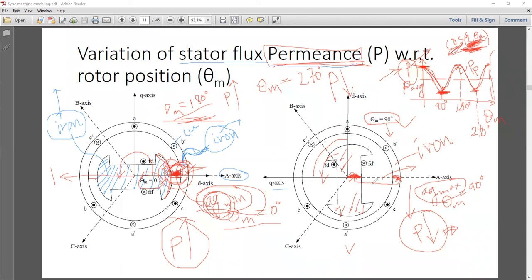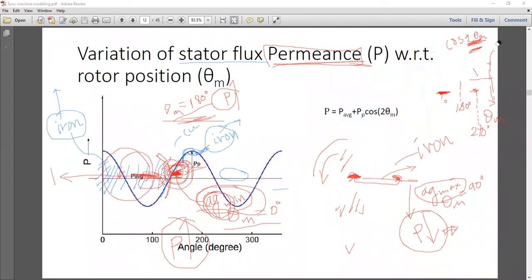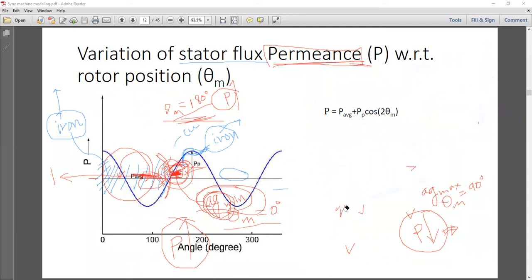When theta completes one complete cycle, starting from this position, it comes back to its initial position. In that one complete rotation, the permeance completes two cycles, as shown over here. That's why it is a function of twice theta. And it is drawn over here. Whatever we have discussed is expressed here: P equals P average plus P peak cosine of twice theta m. This is the final expression of the permeance as a function of rotor position theta m.